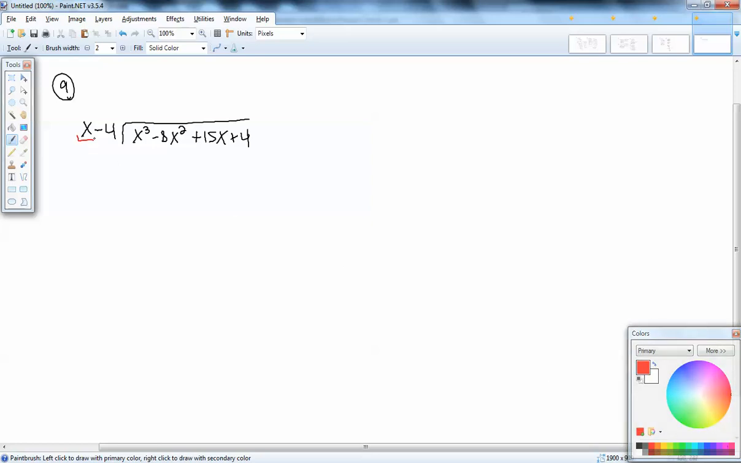Now we look at the first term of each, decide what to put up on top. You're asking yourself what times x gives you x to the third, and that's x squared. Now whatever you put up on top, you're going to multiply by what's on front. So we're going to take x squared times x minus 4. X squared times x is x to the third. X squared times negative 4 is negative 4x squared. So we got x to the third minus 4x squared.